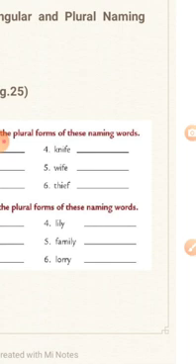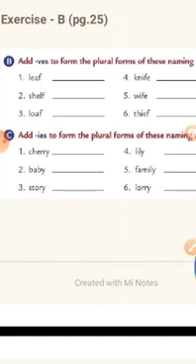Question number 6 is thief. THIEF, thief. So the last letter is F. It's ending with F. So we remove only F and we will put VES in its place. So what will be the spelling? THIEVES, thieves.